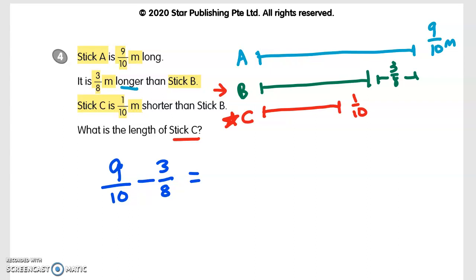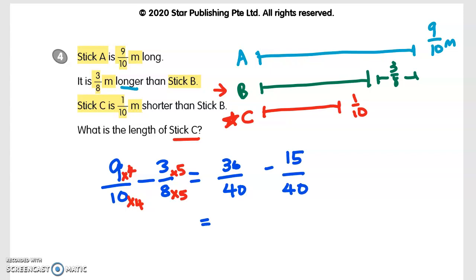Once again we need to find the common multiple of 10 and 8. Once you work it out, you'll find that the first common multiple of 10 and 8 is 40. So I need to make the denominator 40, and the numerator will follow the denominator. With that, the like fraction will be 36 out of 40 minus 15 out of 40.